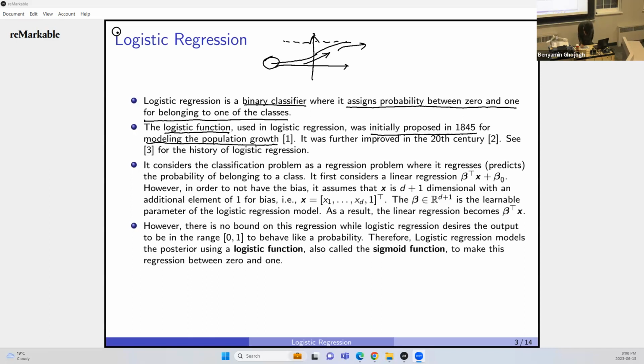Then it was further improved in the 20th century. And in reference 3, you can see the history of logistic regression. Okay. What does it do? It considers the classification problem as a regression problem where it regresses or predicts the probability of belonging to a class. It first considers a linear regression. So what does it say? Logistic regression says, okay, let me use regression for the sake of classification. Then what regression method do I use? Let me use linear regression.